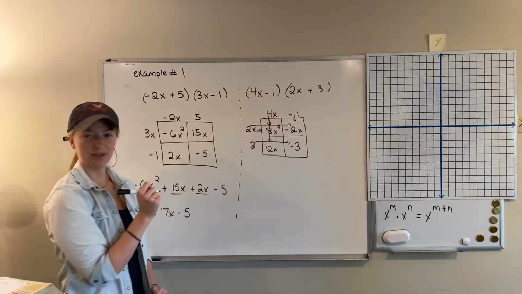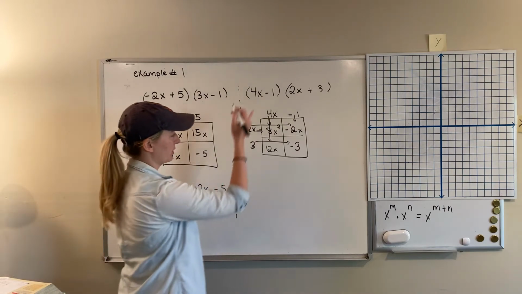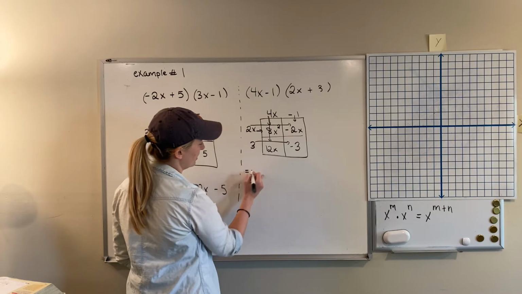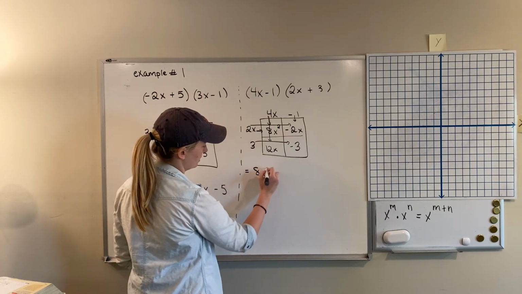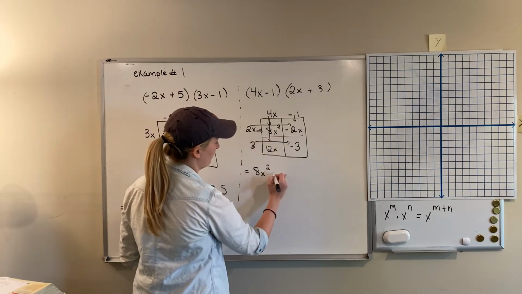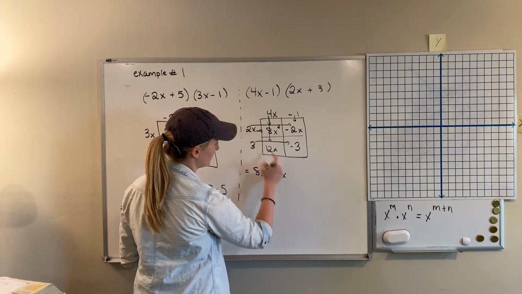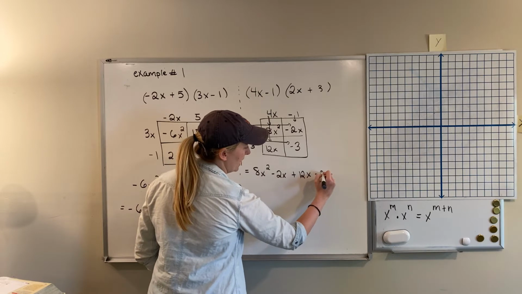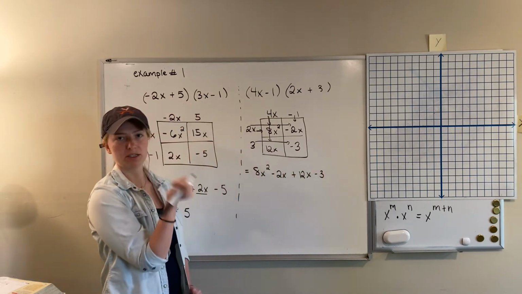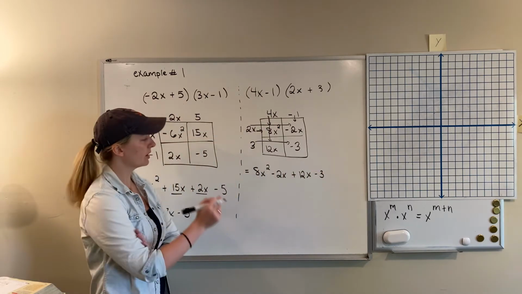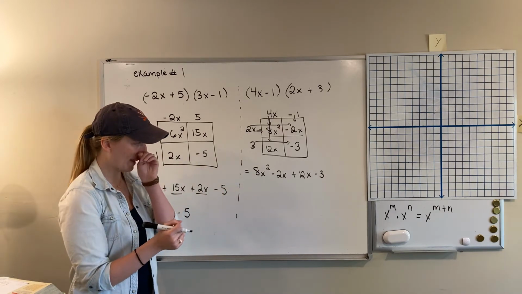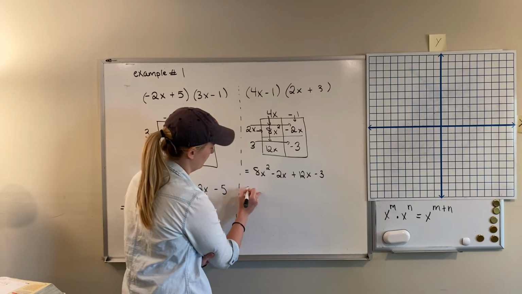Now you have your box full of numbers. String it together. Start with your highest exponent, go to your lowest. My highest exponent is 8x squared. Then I have negative 2x plus 12x minus 3. And I know if I put a plus or a subtraction sign just based off of the sign of the number. And now I'm going to look for like terms. I have nothing raised to x squared, so 8x squared is just getting rewritten.